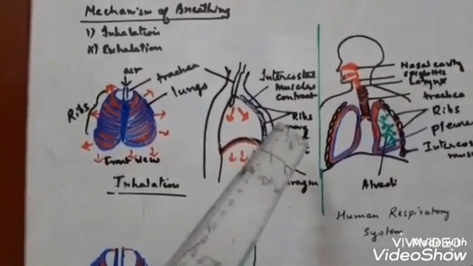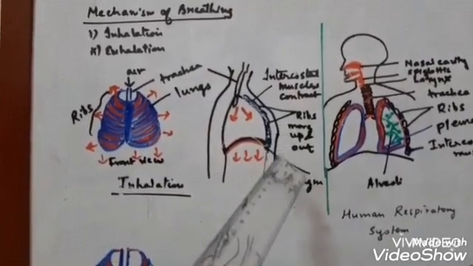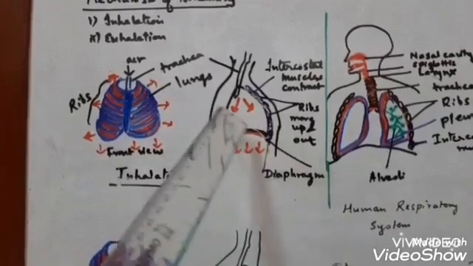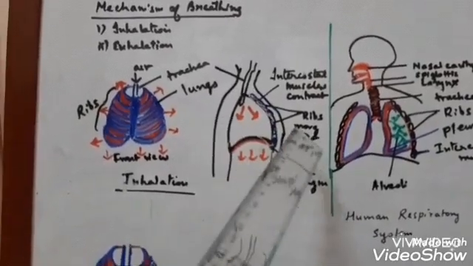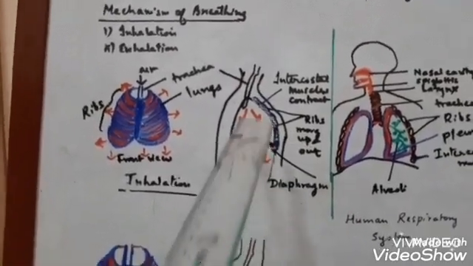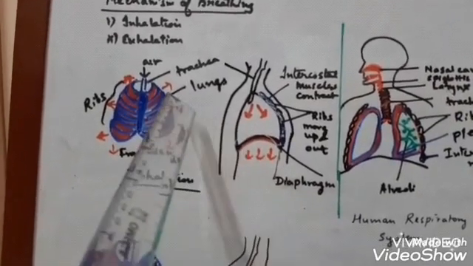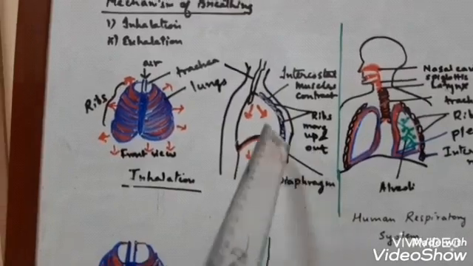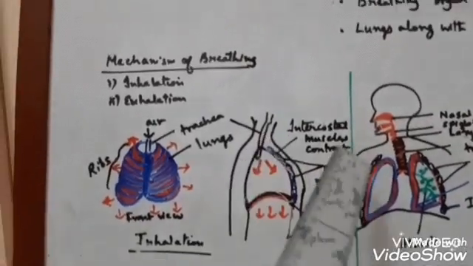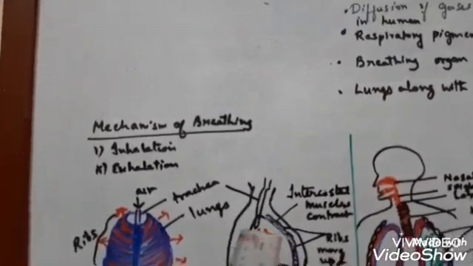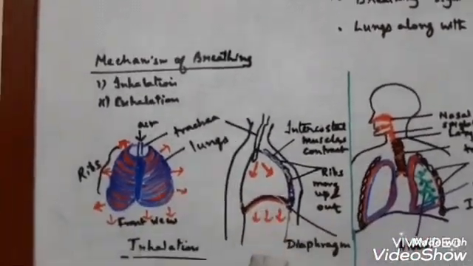Now when there is a contraction of the external intercostal muscle, it will result in the movement of the rib cage forward in the chest cavity, and in the upward direction. The rib will move in the forward and outward direction, and the diaphragm will move downward.